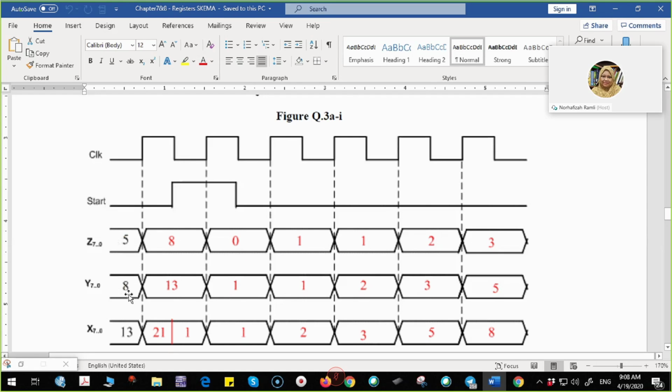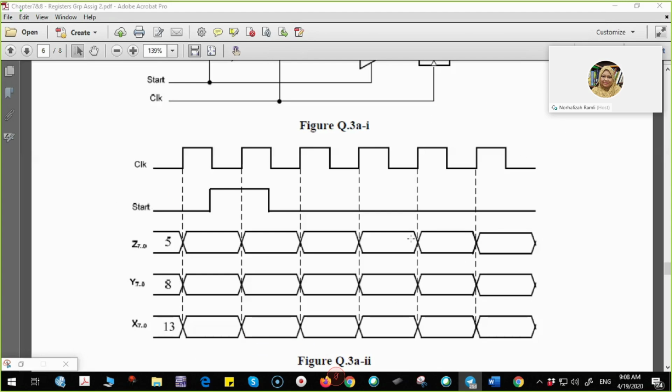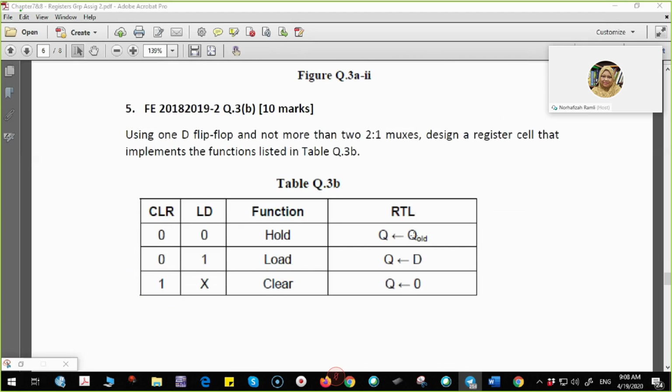That means when you do simulation, usually the default value for everything is 0, so you will get 0. However, throughout your simulation, you come up with this pattern. So try to do that for your number 4, right? So let's go for number 5. Number 5 is actually you implement a D flip-flop using not more than 2 multiplexers.